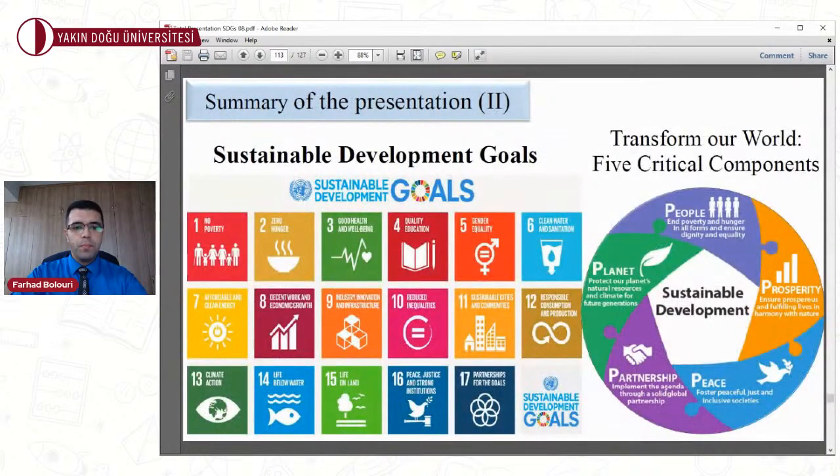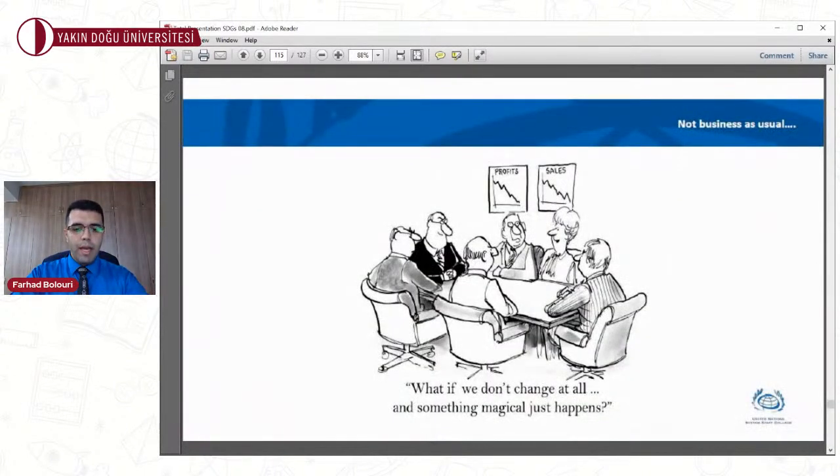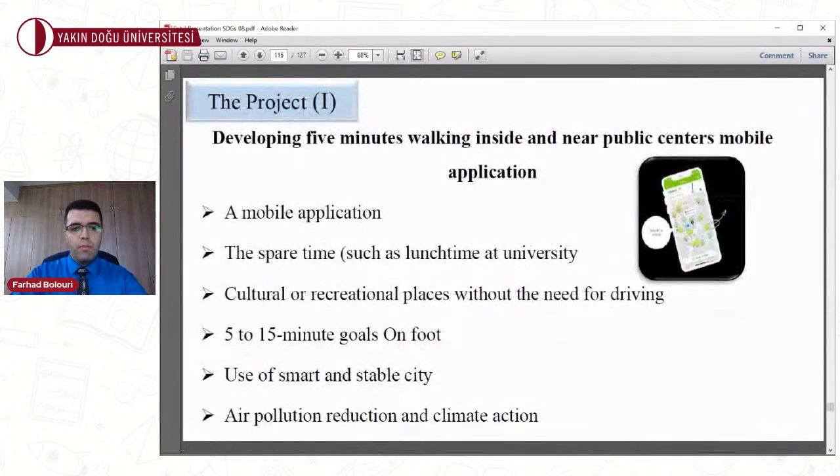As sustainable development goals, as you saw, we have 17 SDGs that we can group in 5 groups or 5 Ps: people, prosperity, peace, partnership, and planet. And now, what can we do now? As you know, there is no magical thing, and we must do something. Because of that, we can see what we want to do in the future.